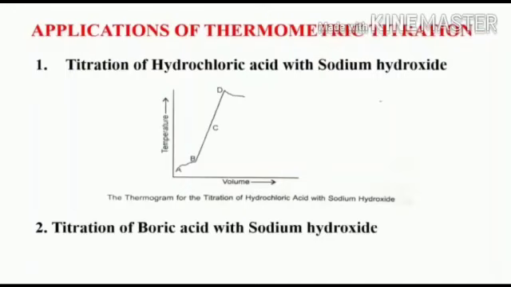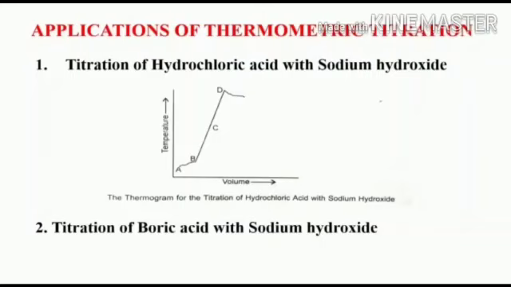The thermogram is obtained by plotting temperature versus volume of titrant added. The neutralization point is indicated by a sharp inflection point. Here it is C.